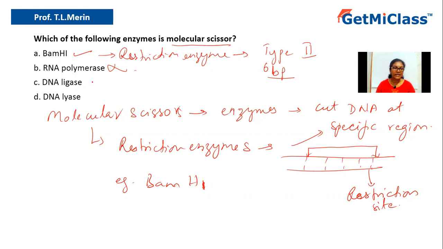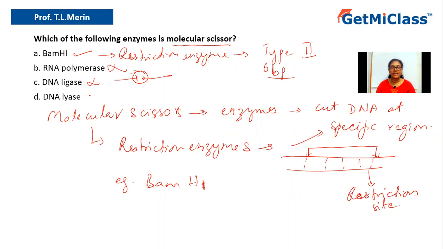Option C is ligases. Ligases have the ability to join the nicks of the strands. Suppose you have the DNA strand which is cut. So this cut strand will be ligated by the ligase enzyme. So ligation is nothing but joining the cut ends of the two strands. So here we are talking about cutting, not joining, hence it is ruled out.